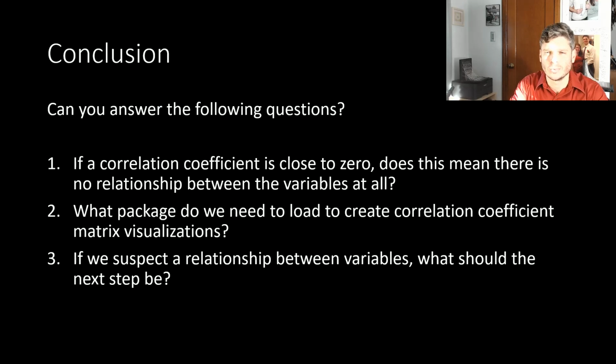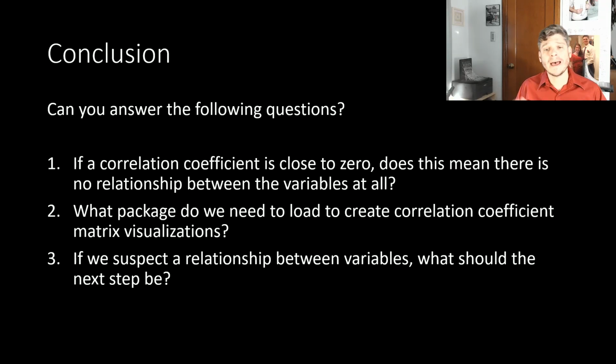All right, so to wrap this one up, can we answer the following questions? Question number 1, if a correlation coefficient is really close to 0, does that mean there is no relationship between the variables at all? So yeah, if it's really close to 0, there's no linear correlation, right? The linear correlation coefficient only tells you if there is a pattern in a straight line. So if it's 0, does that mean there's no relationship at all? Or is it just no linear relationship?